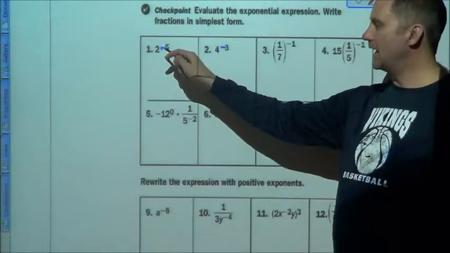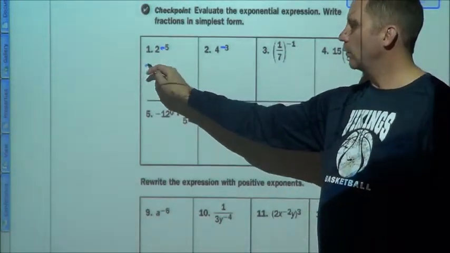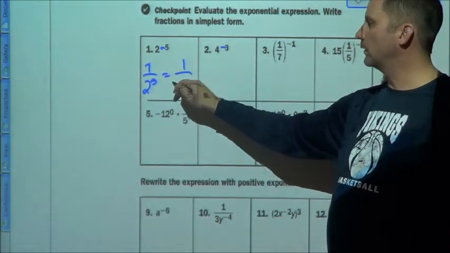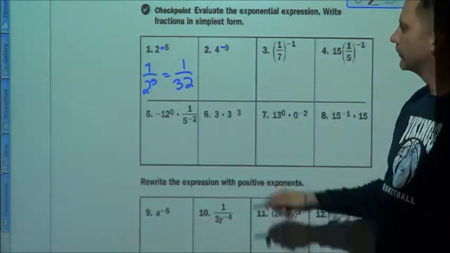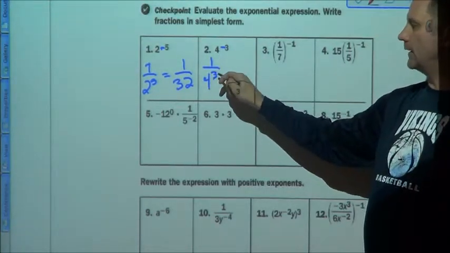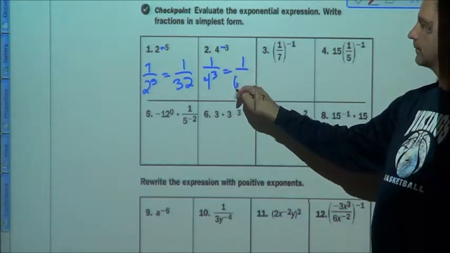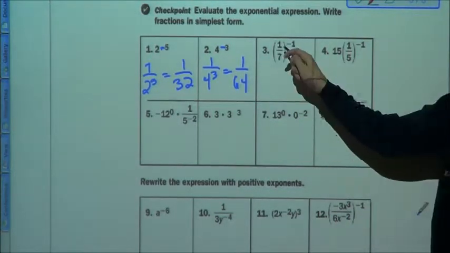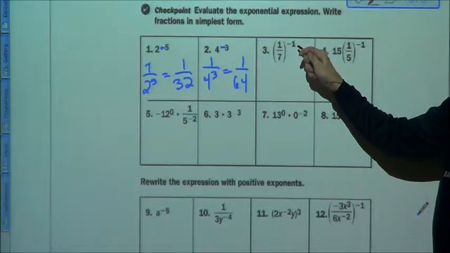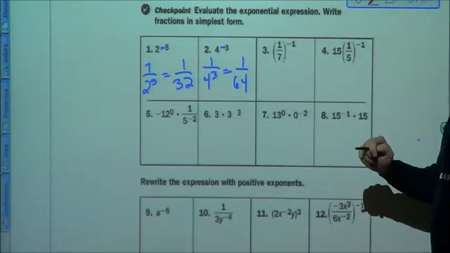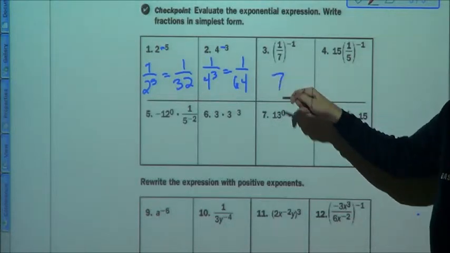All right, 2 to the negative 5 would be 1 over 2 to the positive 5, which would be 1 over 32. 4 to the negative 3 would be 1 over 4 to the positive 3, which would be 1 over 64. On number 3, we have a fraction with a negative 1, so that means you just take the reciprocal of what's inside the parentheses. So what's the reciprocal of 1/7? 7.